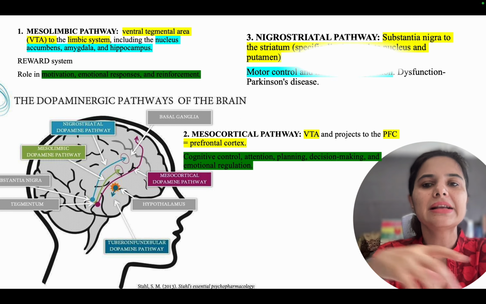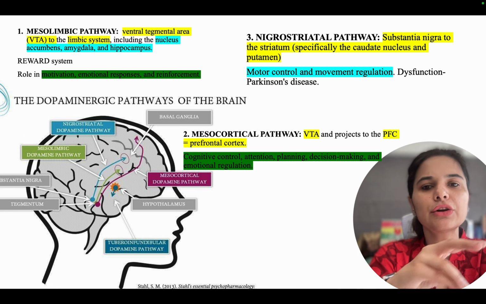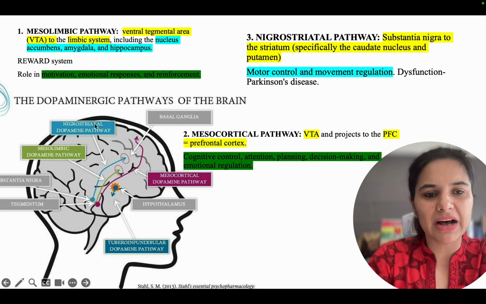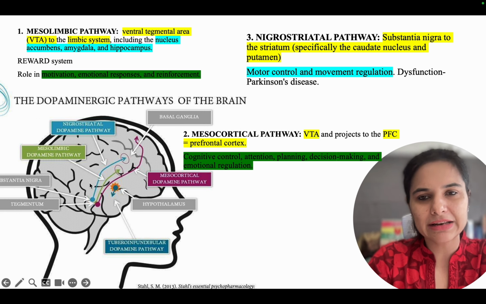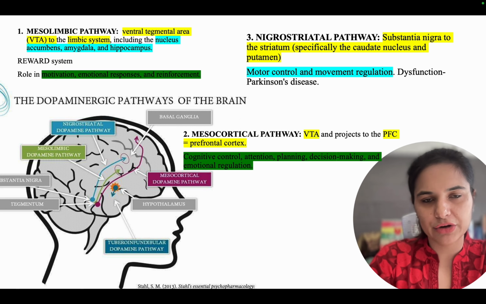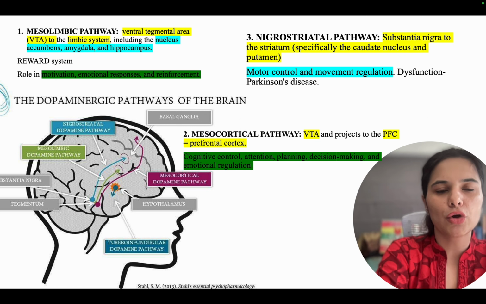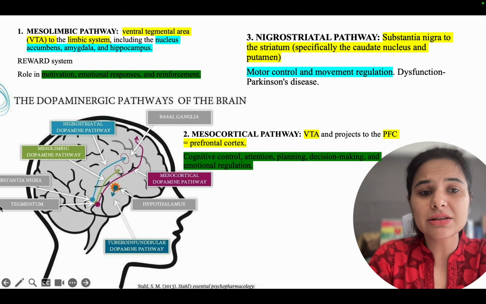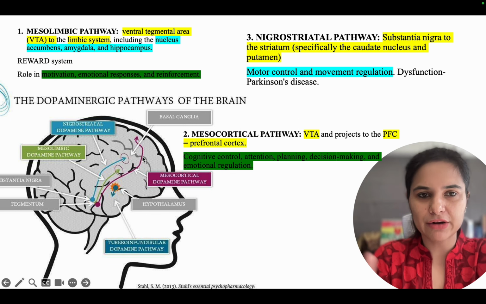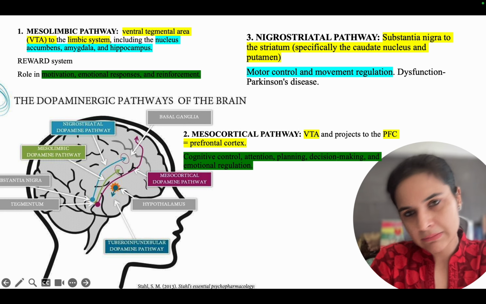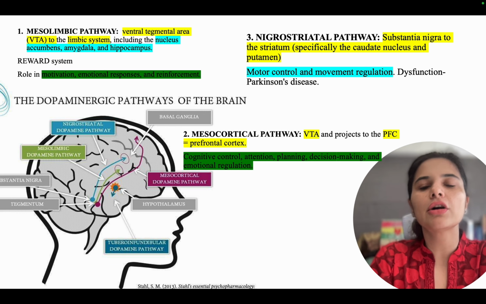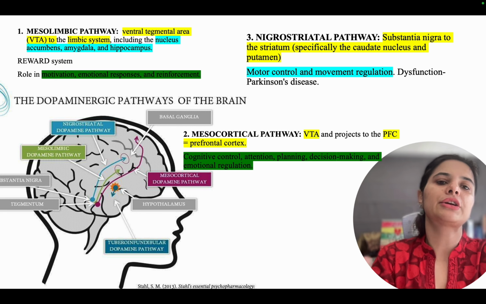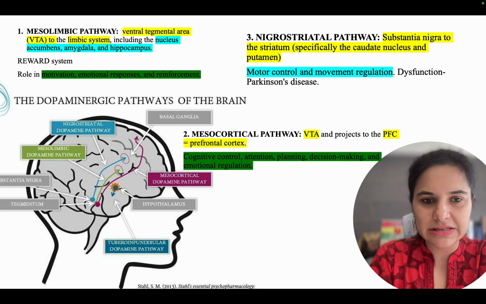Third part, very interestingly, is the substantia nigra to the striatum, and it includes two structures on the way, the caudate nucleus and the putamen. I try to give that mnemonic to people, CNNP, that is caudate nucleus and the putamen, and this is the more movement part of the brain. Notice when it gets affected, it leads to Parkinson's disease. Similarly, when it gets affected, you can actually have drug-induced movement issues, which are called EPS, extrapyramidal symptoms.